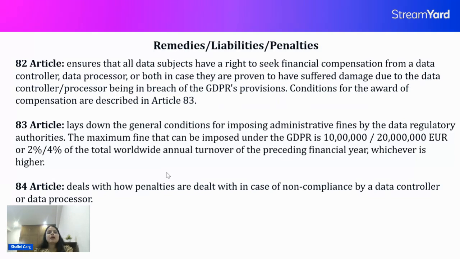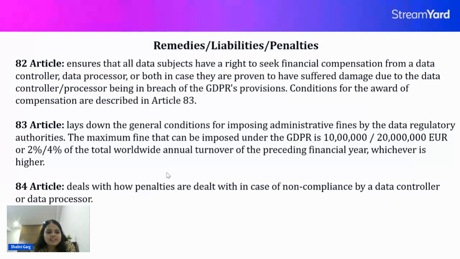But data processors are only liable if they have gone against the express instructions of the controller or they have breached the GDPR articles, which have basically exceeded the instructions of the data controller. And the data controller, however, is liable for whatever damage their processing causes. So basically, the data controller has to compensate for the damage. This is what it says.